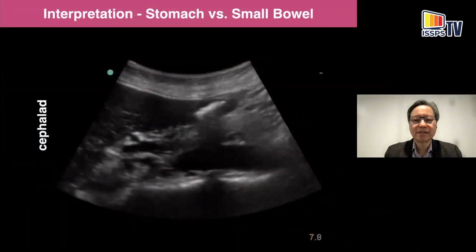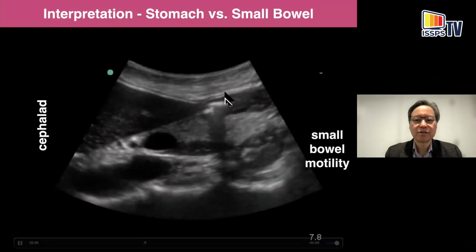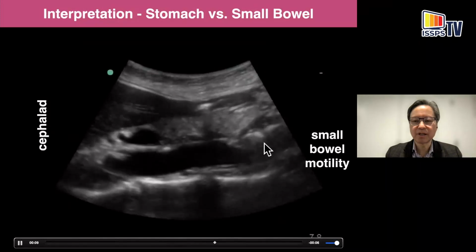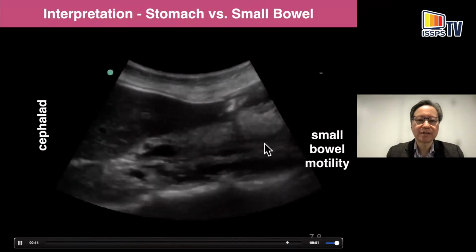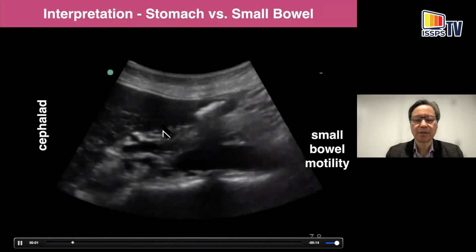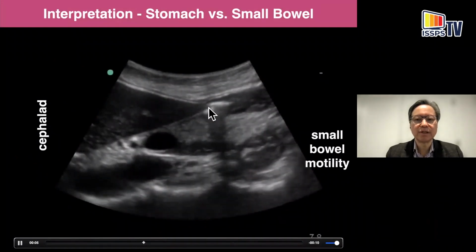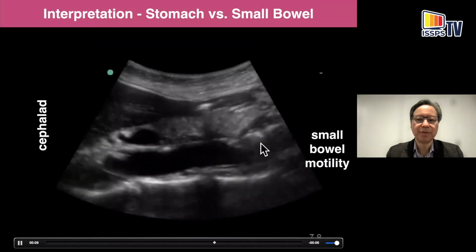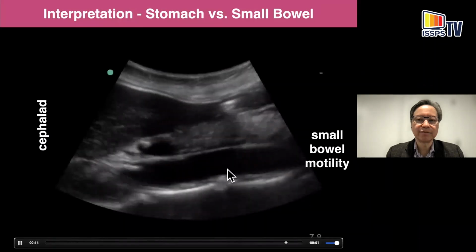Also, there are other things that may look like stomach as you scan. The stomach is over here, but you see something moving very quickly, a peristaltic wave, in this area. That can be the small bowel. The way I tell is I ask the subject to take a breath in, so the liver descends, and hold the breath. If you hold the breath and you still see active movement like this, that has to be small bowel, and the stomach usually does not move so actively.